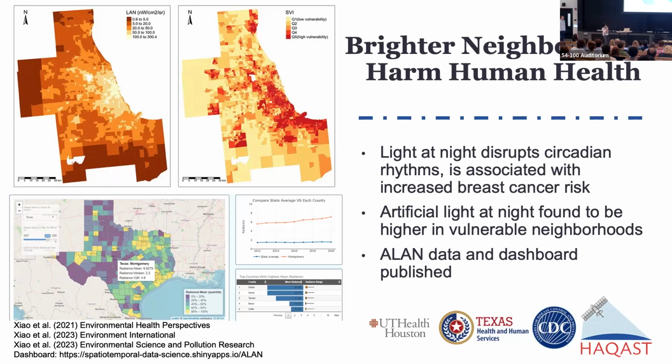So shown here on top, on the left-hand side, you have light. On the right-hand side, you have the social vulnerability index, which is the index of social vulnerability developed by CDC, and this is Chicago. And you can see those two images mirror each other, which means that neighborhoods with higher social vulnerability also tend to be neighborhoods with higher levels of light at night.